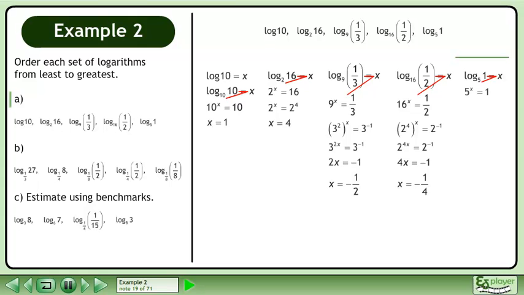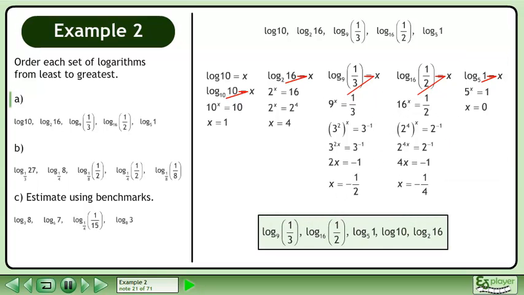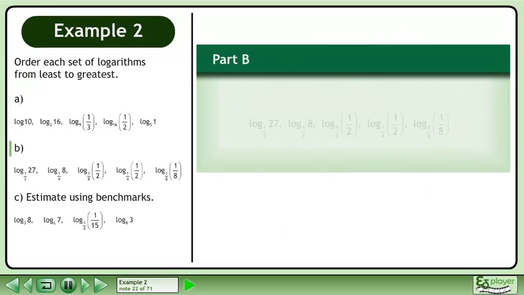The next logarithm can be written as 5 to the power of x equals 1. This gives us x equals 0. Finding x equals 0 tells us that the base 5 logarithm of 1 evaluates to 0. And finally, we order the logarithms from least to greatest. Now we'll move on to part B.